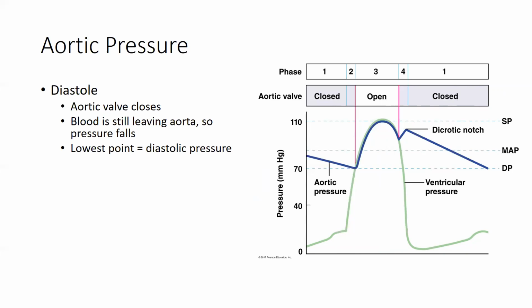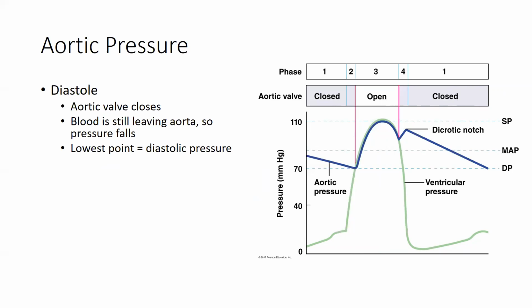Why are the semilunar valves closed in diastole? Because we don't have that pressure gradient. We don't have pressure in the ventricle high enough to open those semilunar valves. Okay, so because of this change, the aortic valves remain closed.